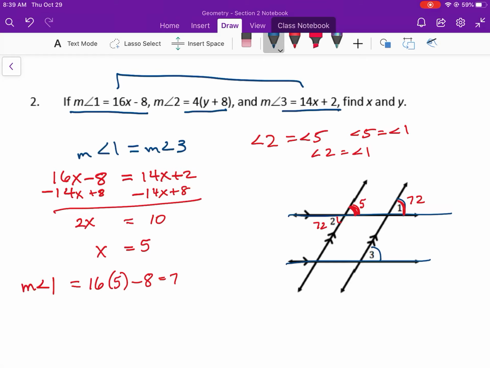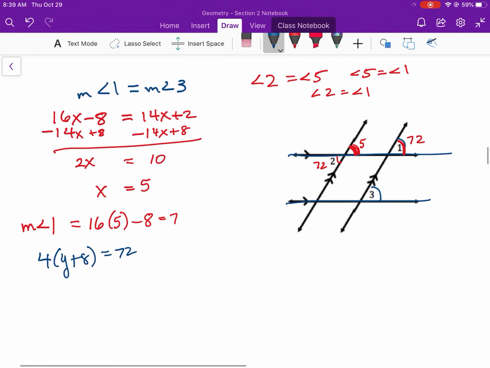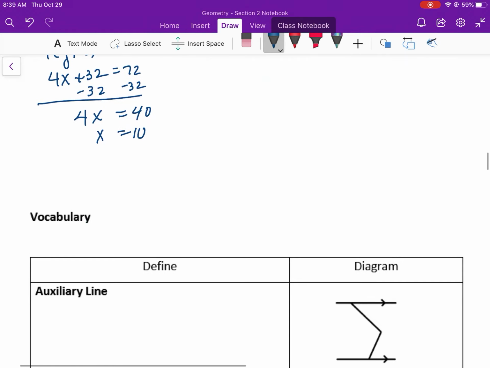So then for angle 2, I'm just going to do 4 times y plus 8 has to equal 72, or 4y plus 32 equals 72. Subtract 32, 4y equals 40, or y equals 10. Okay, fun with parallel lines.